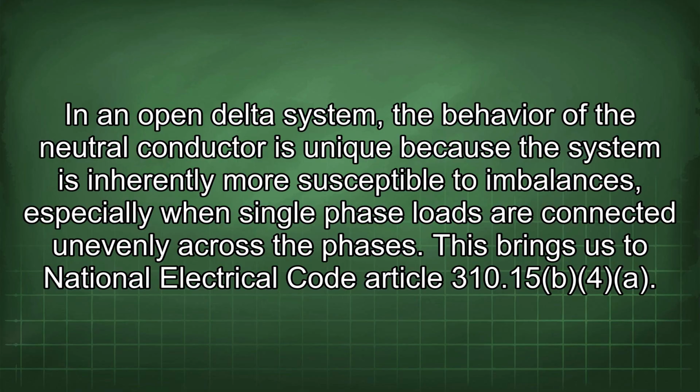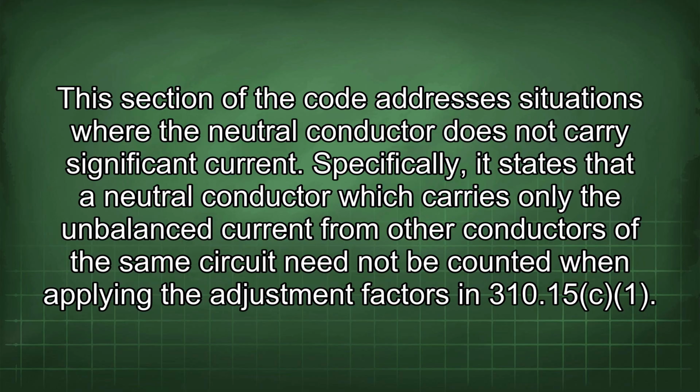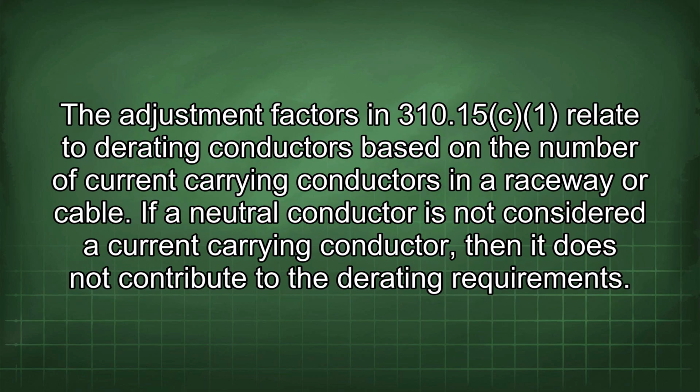This brings us to National Electrical Code Article 310.15 B4. This section of the code addresses situations where the neutral conductor does not carry significant current. Specifically, it states that a neutral conductor which carries only the unbalanced current from other conductors of the same circuit need not be counted when applying the adjustment factors in 310.15 C1. The adjustment factors in 310.15 C1 relate to derating conductors based on the number of current carrying conductors in a raceway or cable.